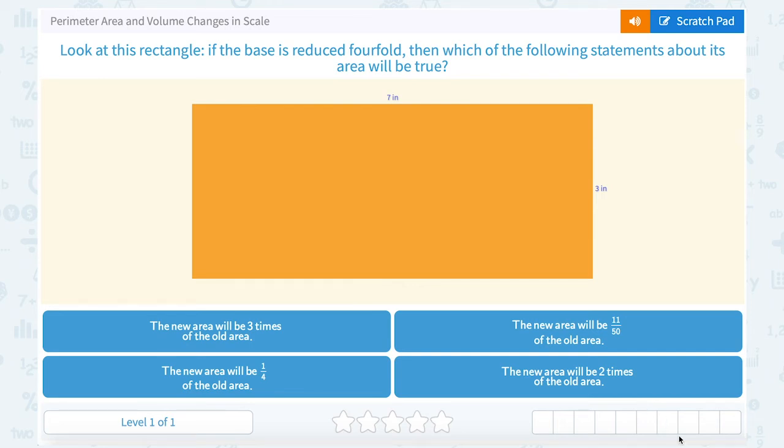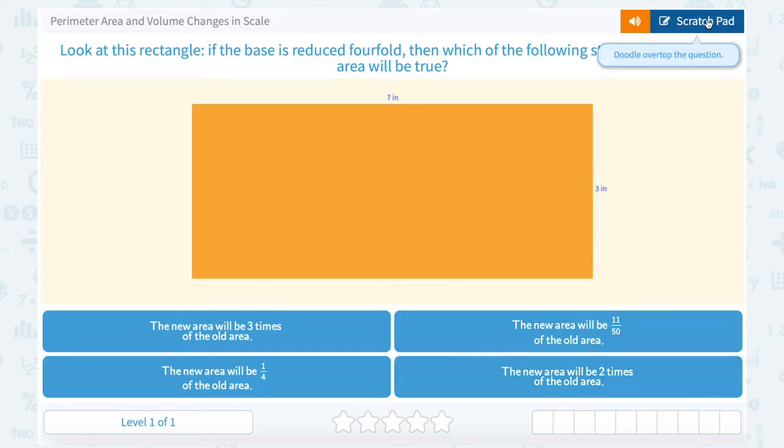Let's take a look at perimeter, area, and volume changes in scale. Look at this rectangle. If the base is reduced fourfold, then which of the following statements about its area will be true? Okay, well, let's take a look.